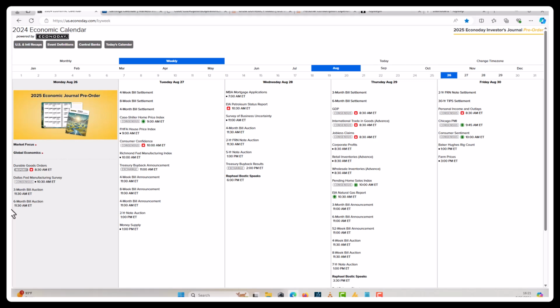And today is Monday, August 26, 2024. It is the very first trading day of this week. This week we have two huge impact news on Thursday and Friday, which is the GDP data and then the PCE data. That's the high impact news right there.